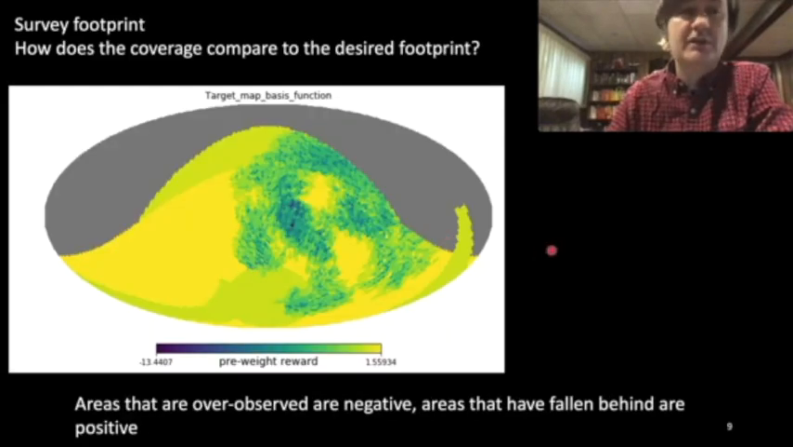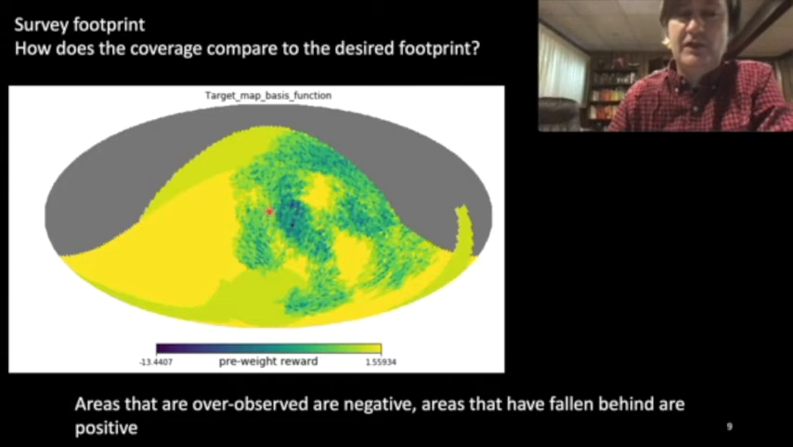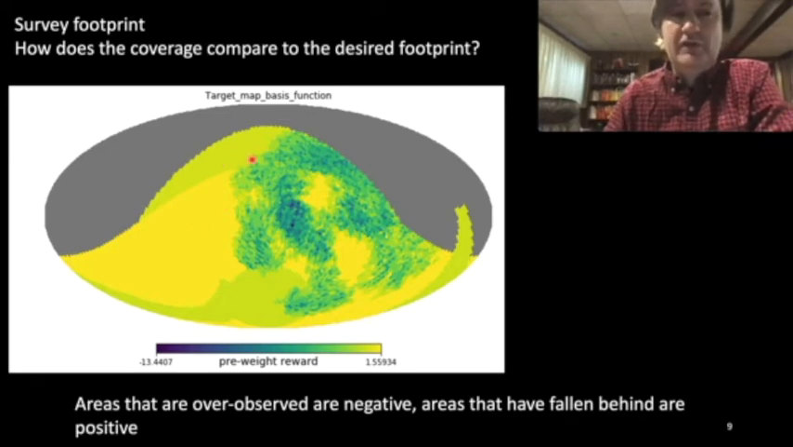So our first basis function is the survey footprint. We have the desired survey footprint minus what's actually been observed. So negative areas are parts that have been over-observed. Positive areas are parts of the survey that haven't been observed at all yet. And I've rotated all of these basis functions to be in Alt-Az. So zenith is at the center of the image, and the rest of the sky is spread out there. And so you can see there's the wide, fast, deep region, the north ecliptic spur up here, the south celestial pole there. And so those parts haven't been observed yet, but they're not as far behind as some of the unobserved parts of the wide, fast, deep.